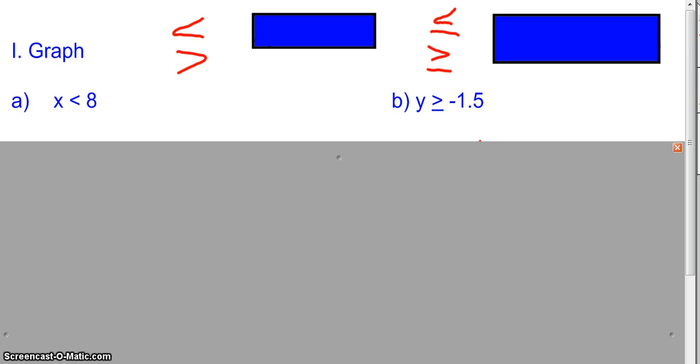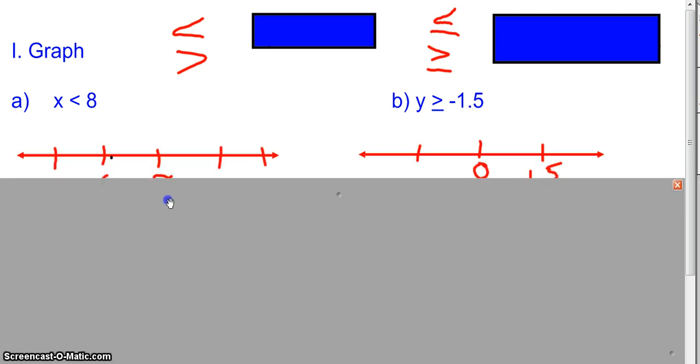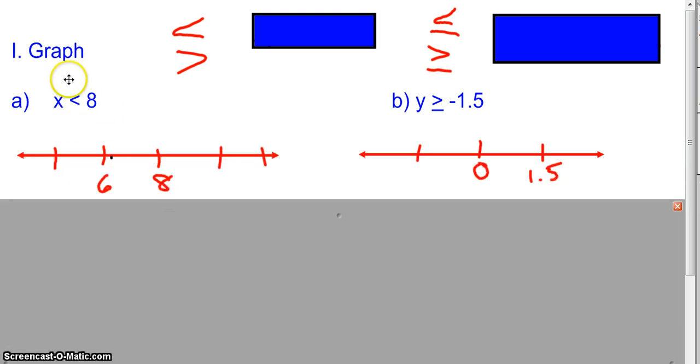Okay, so before we start solving more complicated inequalities, let's look at how we graph these inequalities. And so let's start with this first one. It says x is less than 8. Okay? So if we have that, number one, we graph an inequality that has one variable on a one-dimensional graph, which is a number line. Okay? So how are we going to show that the solutions here are values less than 8? What would we do to show that on the number line?